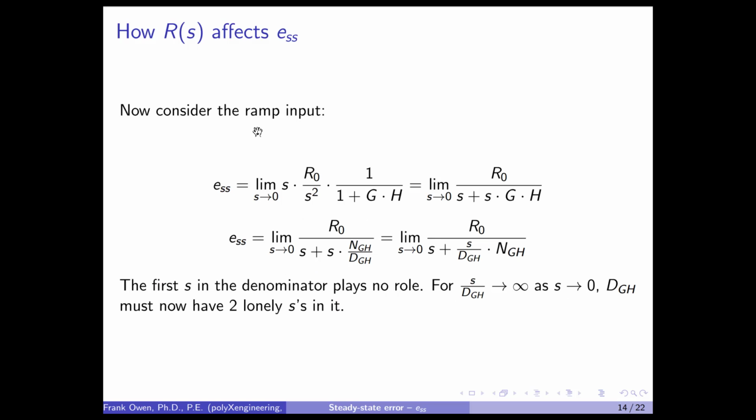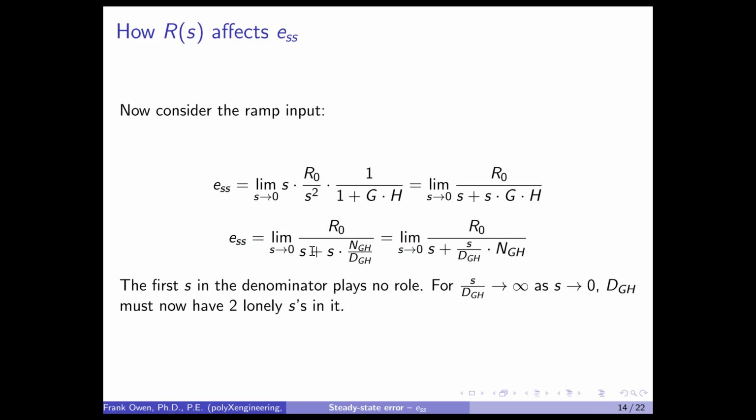Now let's look at the ramp input. I replaced the step input, which was R0 over s, with R0 over s squared. And then when that happens, one of the s's from the ramp wipes out the s from the final value theorem, and then I multiply that through, and I have an s here and I have an s here. Okay? Now, I apply my final value theorem to that, and in the next step, I've broken the GH up into a numerator of GH and a denominator of GH.